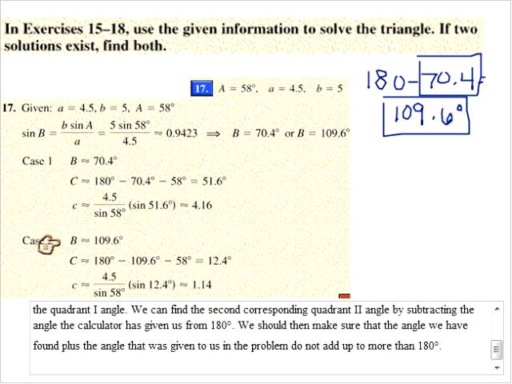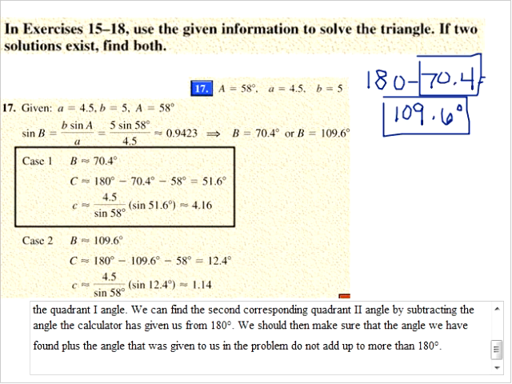Now, I can have case 2, where angle B is really your 109.6. If that's the case, then angle C is going to be 12.4, and then using my proportion to solve, side C is going to be 1.14. So we really have to be careful of those. Here there actually are two cases.